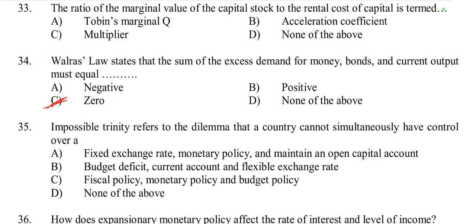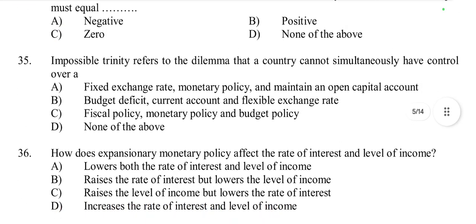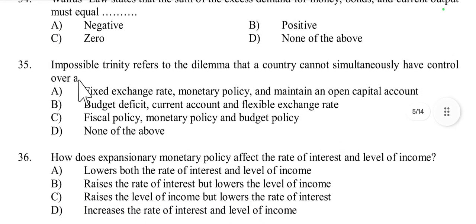0. This means that if there is excess demand in some markets, such as the money market or bonds, then there must be an equal amount of excess supply in other markets. So therefore, when considering the excess demand for money, bonds or current output, the overall sum must balance out to 0. So the right option is 0, option C.